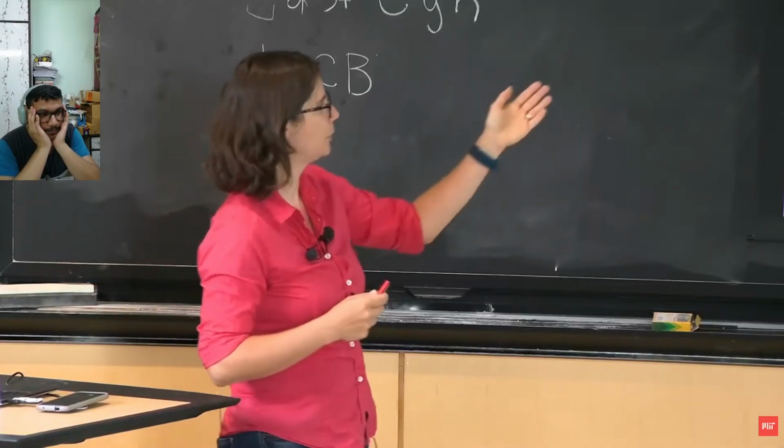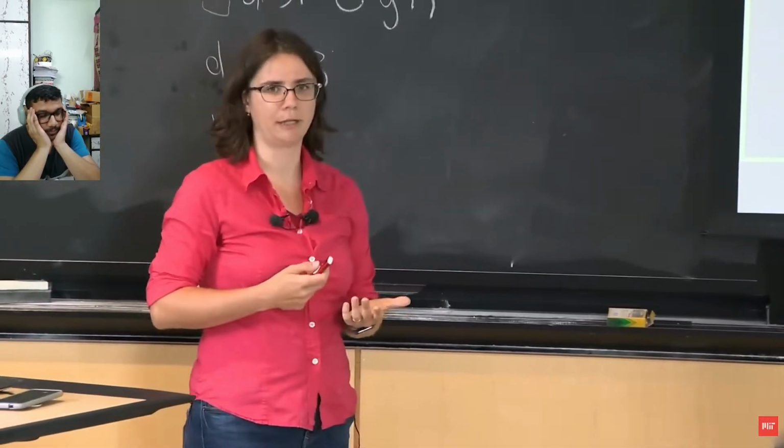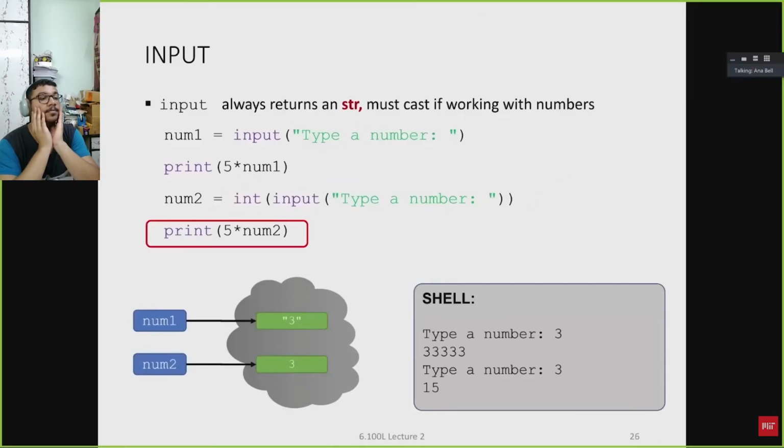In memory, num2 is not the string 3 anymore because we've cast it to 3. So when we print 5 times 3, we're doing the mathematical operation 5 times 3, right? 15.